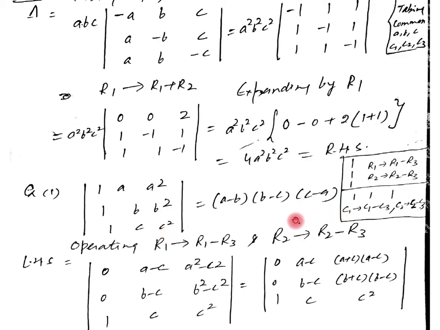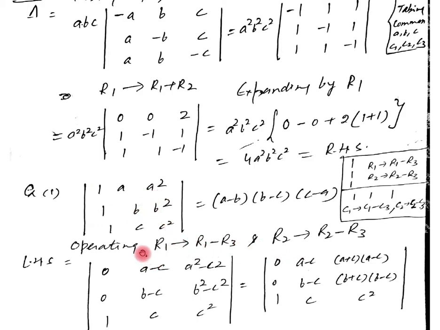Now here you have to keep in mind: when we are having 1, 1, 1 in any column, then the operation will be applied in the rows. And when we are having 1, 1, 1 in any row, then the operation will be applied in the columns. This thing you have to keep in mind. Now here in this question we are having 1, 1, 1 in the first column, so we are applying the operation in rows. We are applying R1 to R1 minus R3 and R2 to R2 minus R3. We are keeping this row constant and subtracting it from the first row and from the second row.